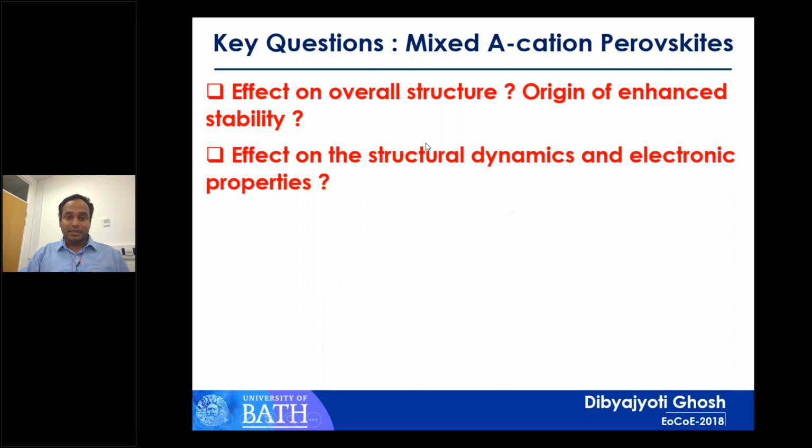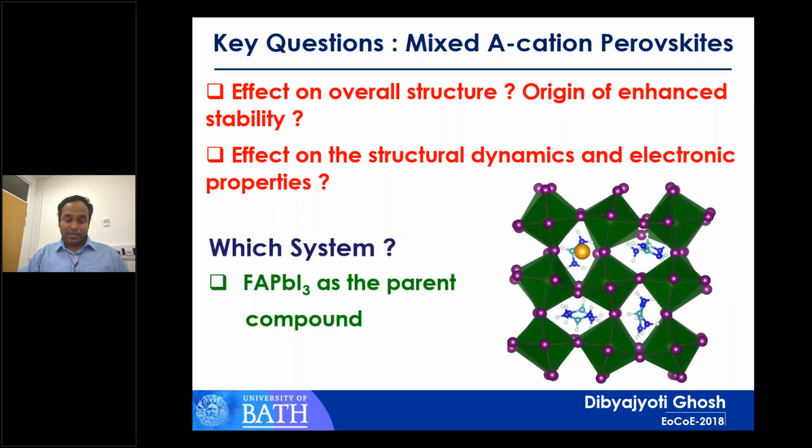And later we also studied the structural dynamics and electronic properties of these mixed cation perovskites, and tried to find how exactly cation mixing is affecting these properties. For our study, we have taken formamidinium lead iodide as our parent compound, as you can see here, and some of the formamidinium has been substituted by cesium or rubidium or methylammonium to have mixed cation systems.